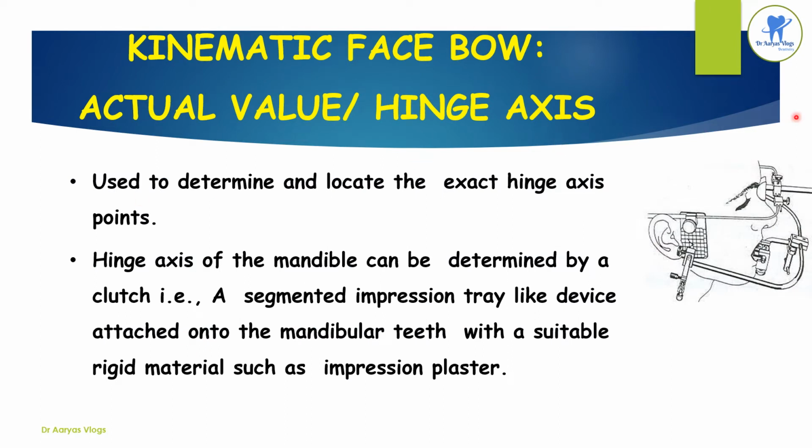This is the kinematic face bow, or actual hinge axis face bow. It is used to determine and locate the exact hinge axis points. The hinge axis of the mandible can be determined by a clutch, that is a segmented impression tray-like device which is attached onto the mandibular teeth with a suitable rigid material such as impression plastic.